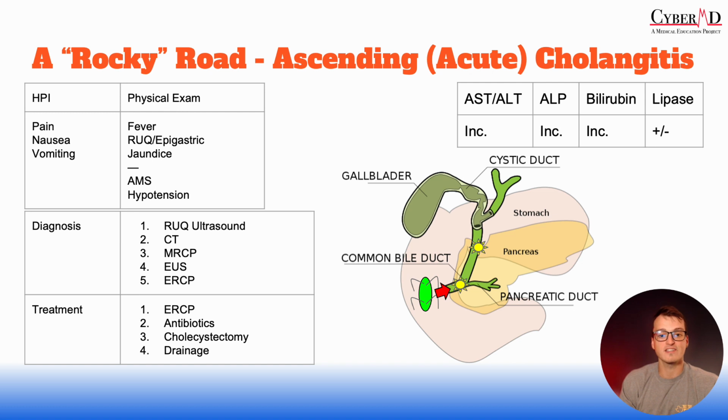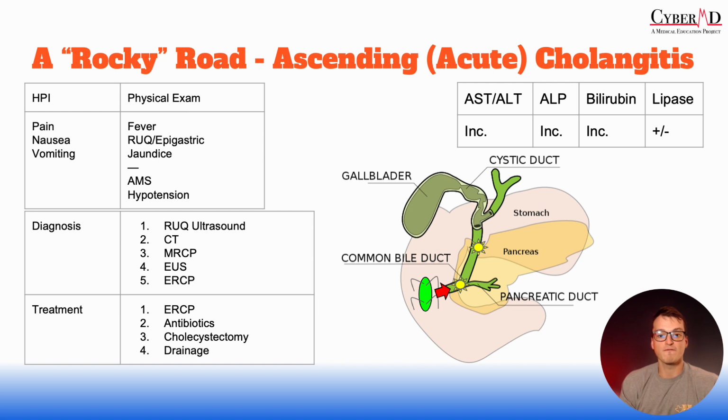The most classic description of the presentation of patients with acute ascending cholangitis is known as Charcot's triad, which includes fever, abdominal pain, and jaundice. These findings are not present in all patients, but it is worth noting that this is the classic description and that you should look out for this constellation of symptoms.